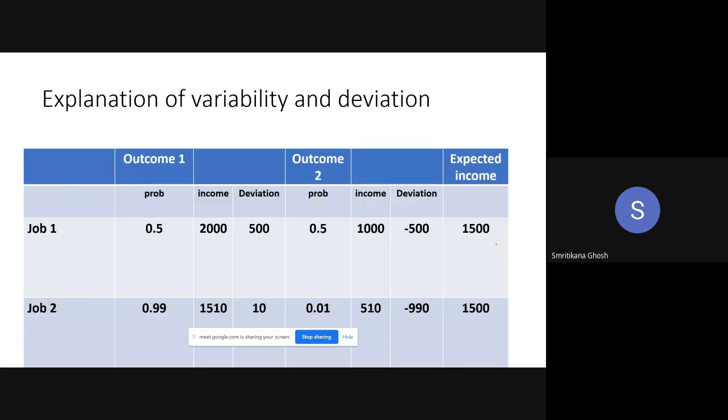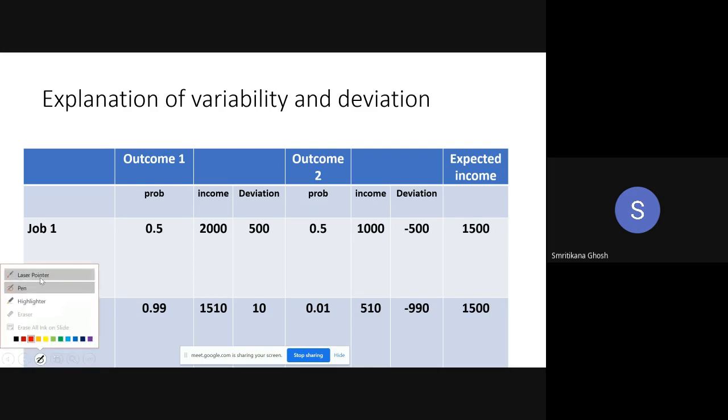This is in your textbook as usual, in Pindyck and Rubinfeld. Just look at this. Variability and the deviation, we are going to discuss this. So there are two jobs offered to you, and you have to choose one of them. The first is job 1 and the second is job 2. Both jobs are uncertain. The level of uncertainty varies, but both are uncertain.